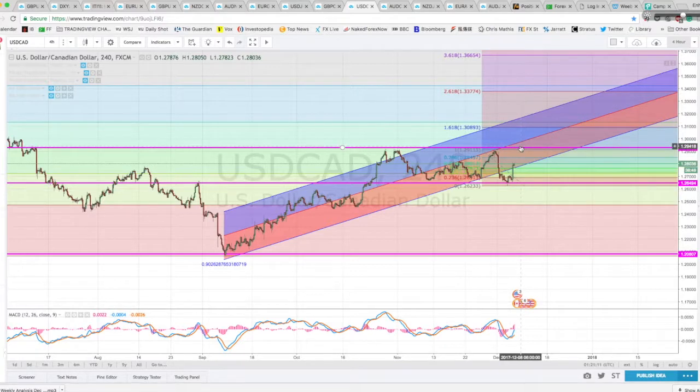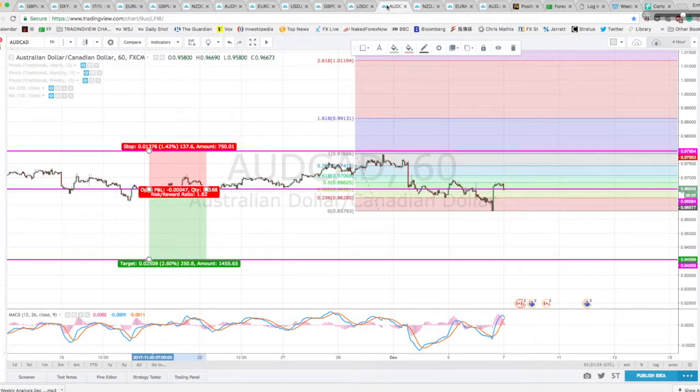Then we might get stopped out. Okay, so that's a risk in this trade. So these are the two Canadian dollar trades I'm in, and today I took one more trade, which is Aussie CAD short.